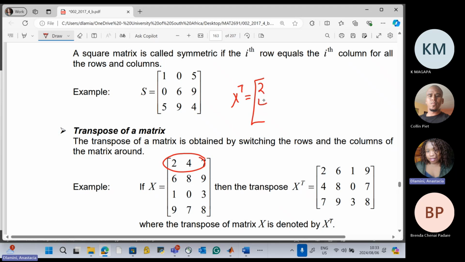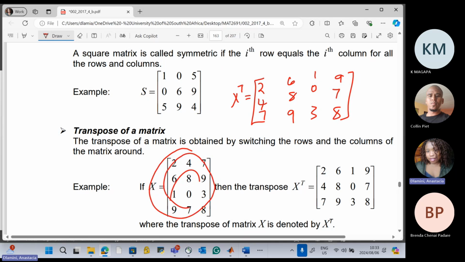That will be 2, 4, 7. Take the second one. This will be 6, 8, 9. Take this one. This will be 1, 0, 3. Take this one. This will be 9, 7, 8. Therefore, by doing this, you have found the transpose of X, which is given there, and it's denoted by X to the power of T. So this means it's the transpose of the matrix X. I didn't lose anyone there, right?